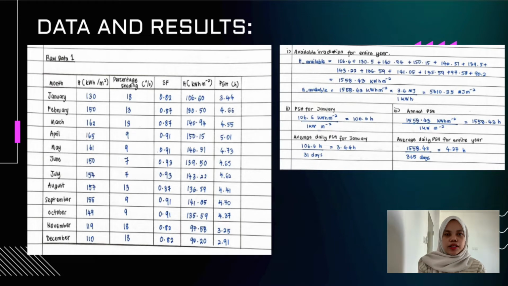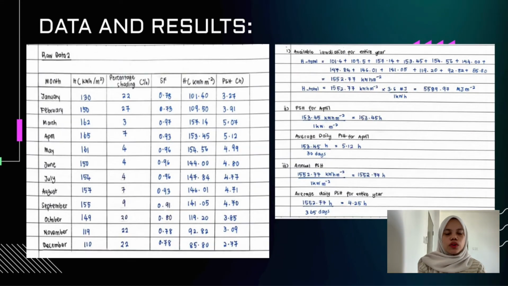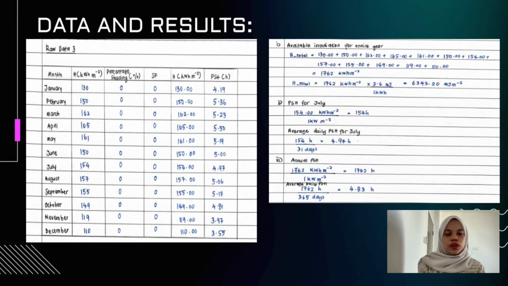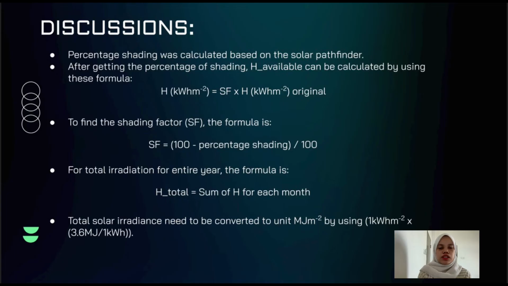For the data and results, we use raw data 1, raw data 2, and raw data 3 to make our calculations. The percentage shading can be calculated based on the solar pathfinder chart. After we get the percentage shading, we can calculate the available irradiation at that site by using the formula, which is shading factor times the original irradiation. So, to find the shading factor, the formula is 100 minus the percentage of shading, divided by 100.